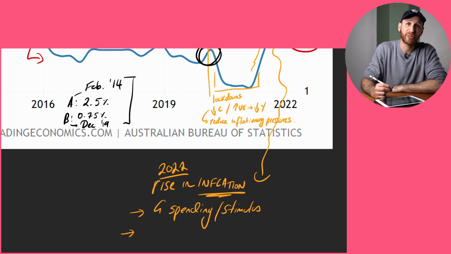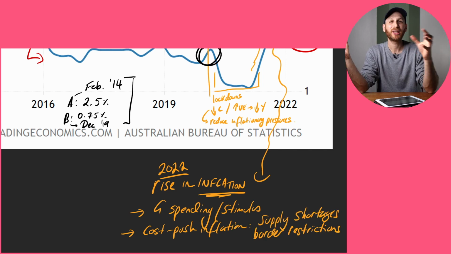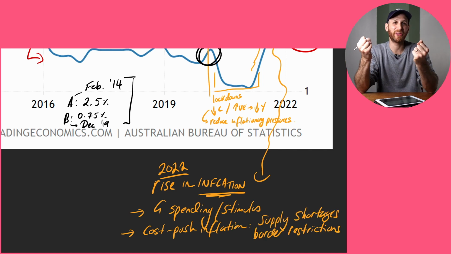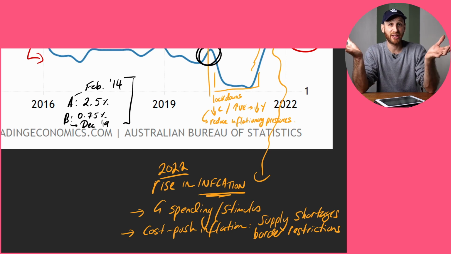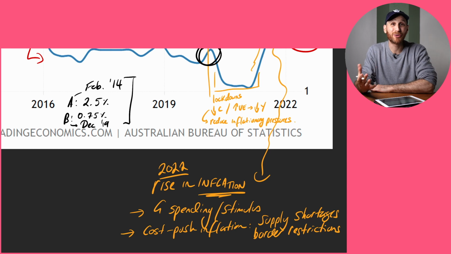But the other thing to think about is that we've got cost push inflation because of the supply shortages and the border restrictions. If we restrict supply, which has been the case in not being able to get all the goods from overseas, that is going to lead to higher prices. If the goods can't get to us due to these border restrictions, that's also going to have a similar impact.